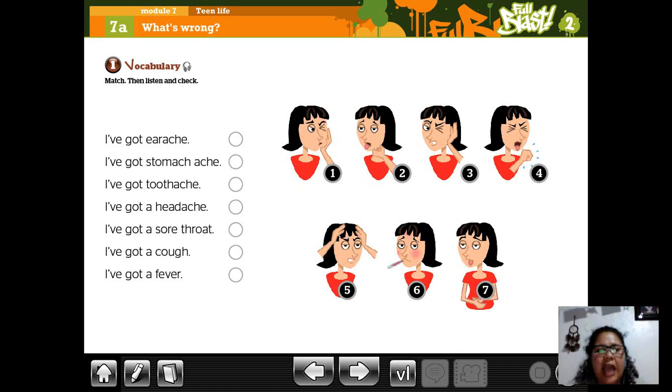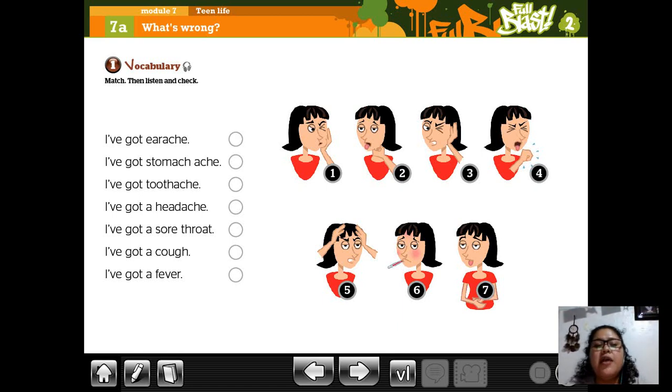And on the first exercise, what you're going to do, we have some vocabulary. We have, for example, headache, earache, stomach ache, toothache, headache, sore throat, cough, and fever. And what I want you to do is to match those symptoms with the correct picture. We have the pictures 1 through 7, okay? So you're going to match pictures with the symptoms.